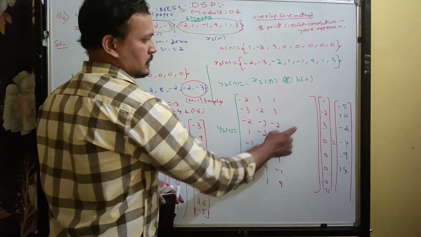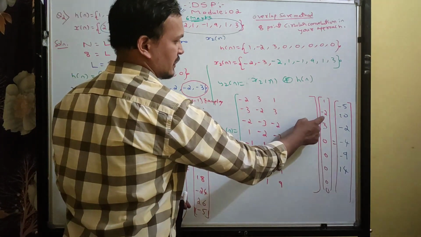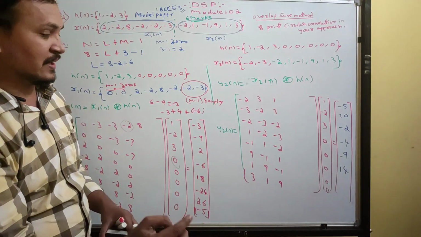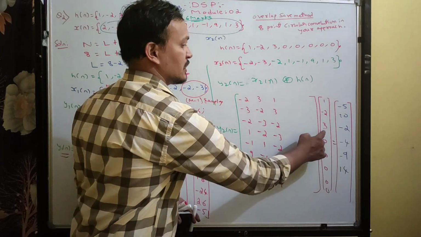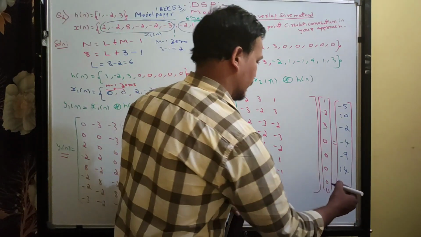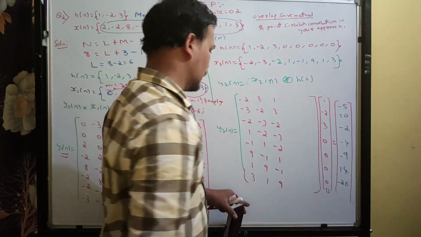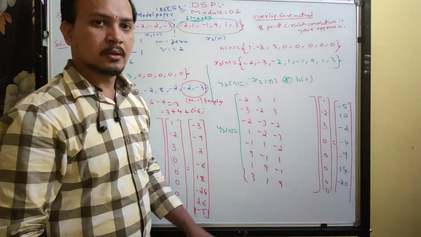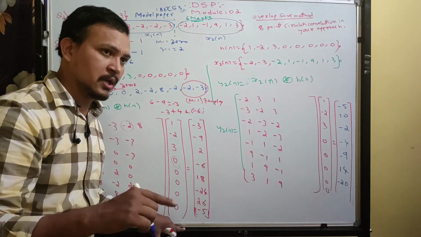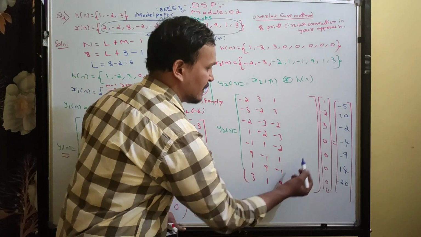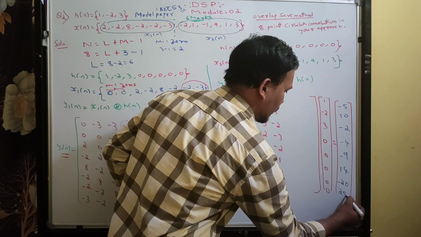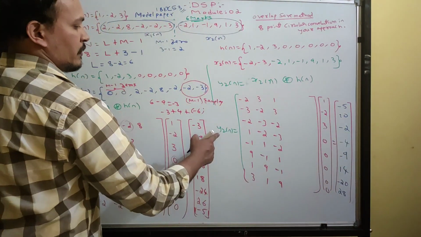Next, 1 into 1, 1. 9 into minus 2, minus 18. Minus 18 plus 1, minus 17. Minus 1 into 3, minus 3. Minus 17, minus 3, minus 20. Last one. 3 into 1, 3. 1 into minus 2, minus 2. 3 minus 2, 1. 9 threes are 27. 27 plus 1, how much? 28.